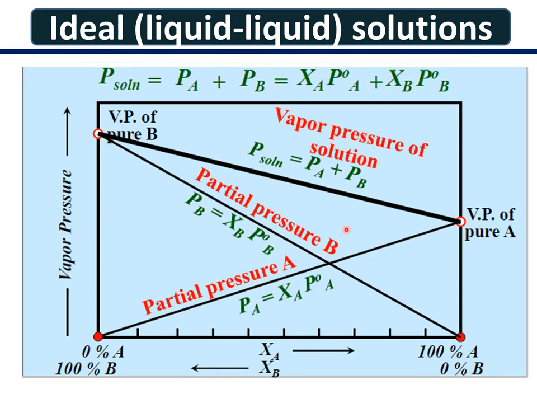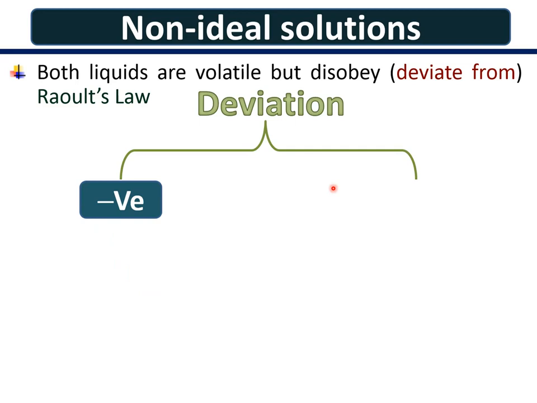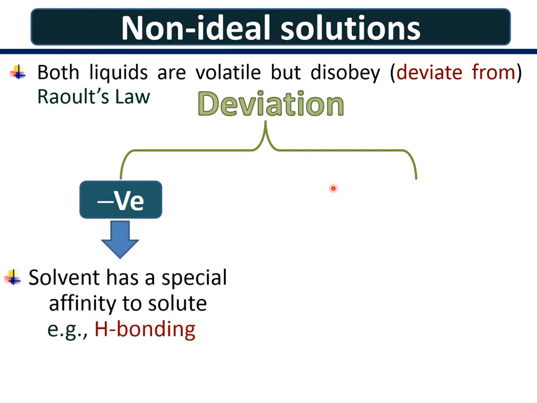For non-ideal solutions, as I said, you will observe deviation from Raoult's law. And this deviation can be negative or positive, okay? Negative deviation is the case when the solvent has a special affinity to the solute. The same way as we described in the last lecture, if the bonding between solute and solvent is stronger than the bonding in the solute particles and the bonding in the solvent particles, delta H will be negative, as I said in the last lecture, because of this special affinity between the solute and the solvent.